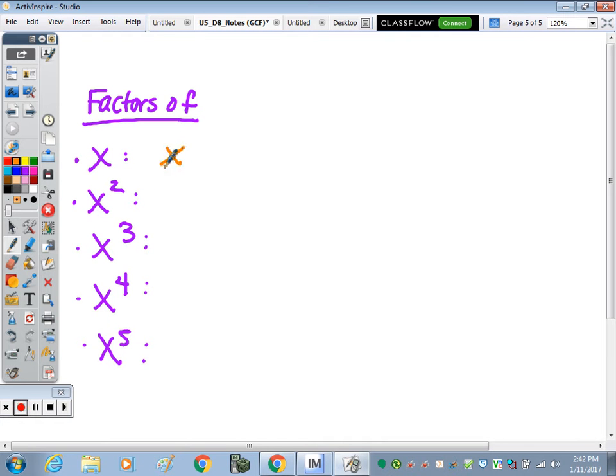Is x a factor of x squared? Yeah, because x times x is x squared. Is it a factor of x cubed? Is it a factor of all? Yes. Now, moving to a larger exponent, is x squared a factor of x? No. Because you can't multiply x squared times anything and get a smaller exponent. Because what always happens to the exponent when you multiply? It gets bigger.